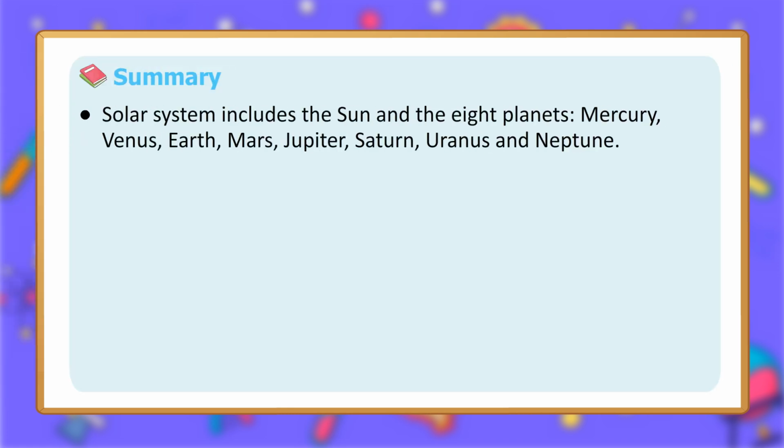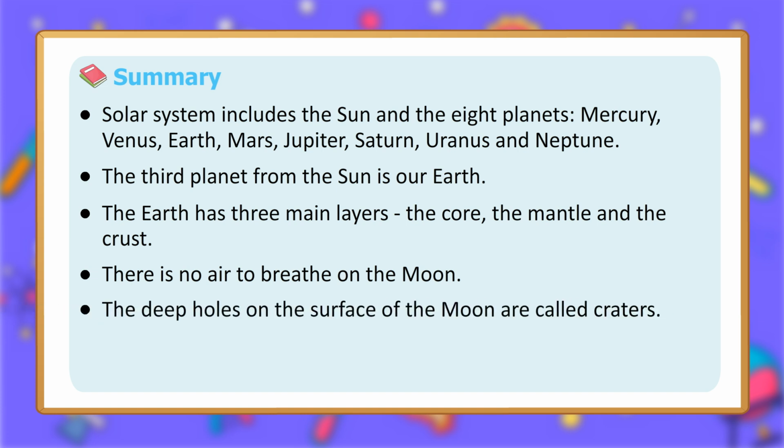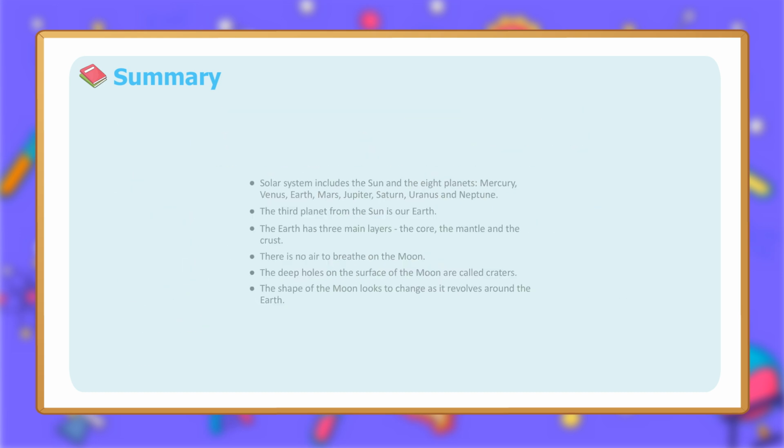Summary. The solar system includes the Sun and the 8 planets: Mercury, Venus, Earth, Mars, Jupiter, Saturn, Uranus, and Neptune. The third planet from the Sun is our Earth. The Earth has 3 main layers: the core, the mantle, and the crust. There is no air to breathe on the Moon. The deep holes on the surface of the Moon are called craters. The shape of the Moon looks to change as it revolves around the Earth.